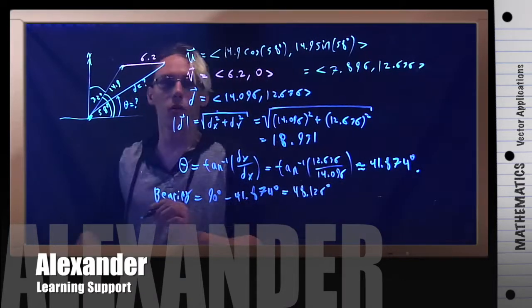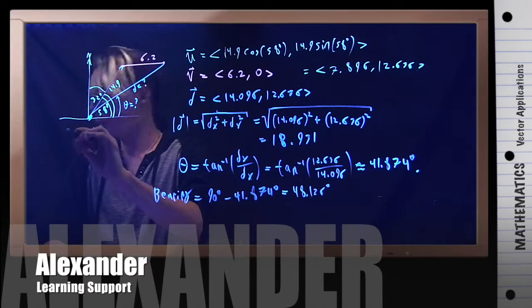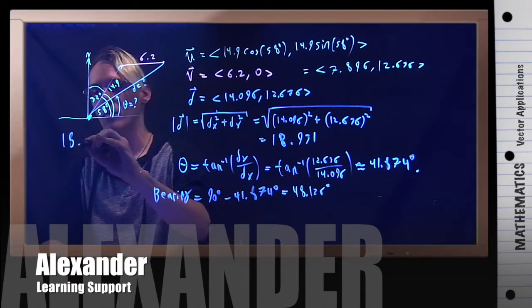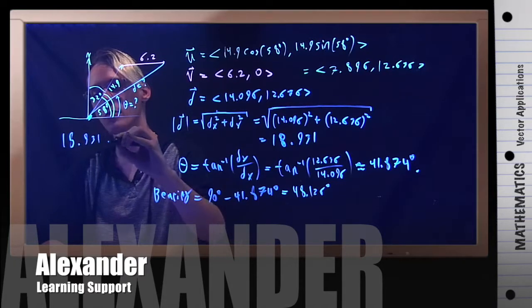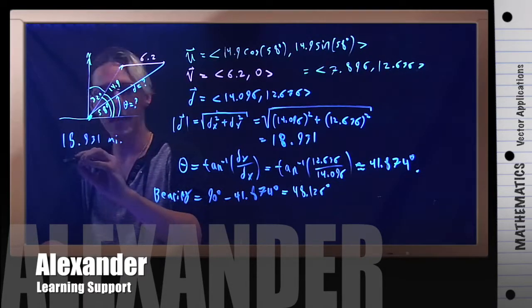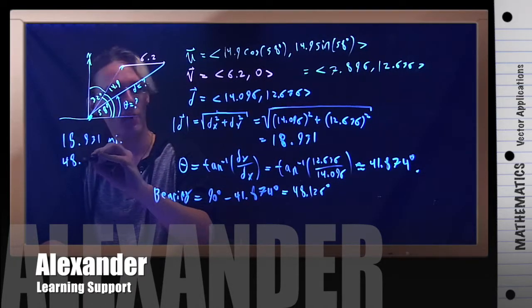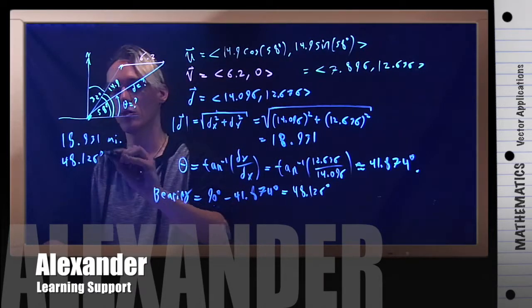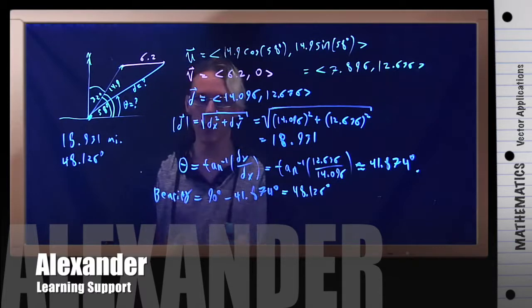So, when all is said and done, this ship is 18.931 miles from port, and it's on a bearing of 48.126 degrees. So there we go.